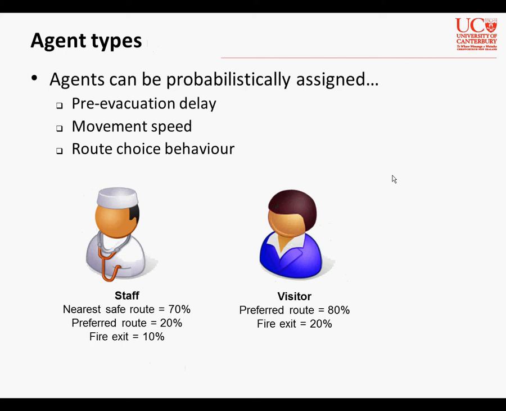Agents can be probabilistically assigned a number of characteristics, in particular their pre-evacuation delay time, their uncongested movement speed, and their exit choice behaviour. So for example, we might want to create a number of different agent types. In a hospital example, we might want to create staff who are aware of the building layout and know which is the quickest route to the nearest safe exit, whereas visitors might prefer to use the same path that they entered the building.